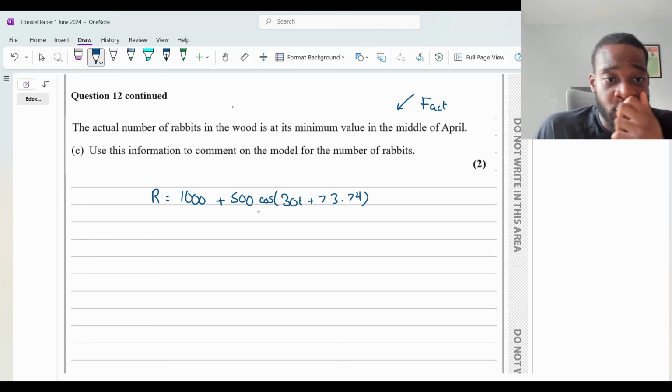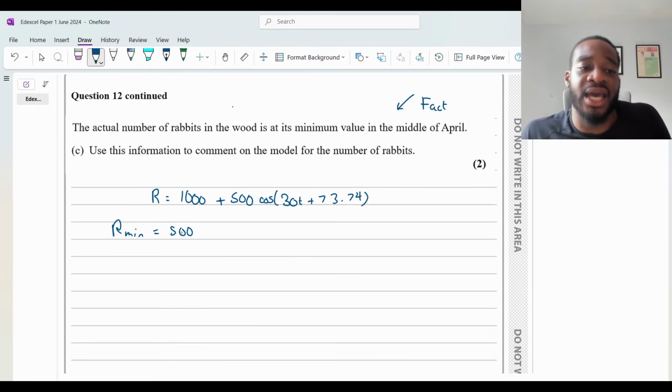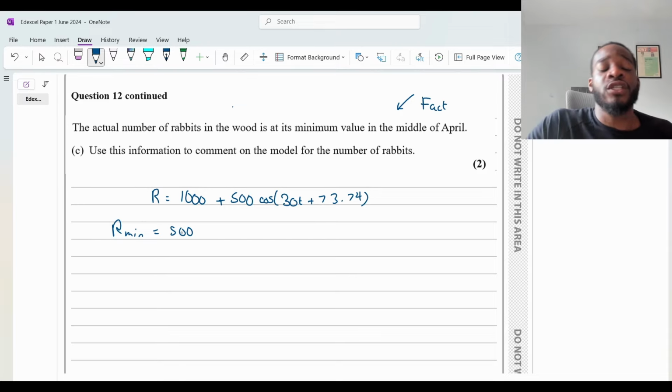What is it saying? The actual number of rabbits is at its minimum. We know what the minimum is. The minimum is 500 rabbits, and that happens in the middle of April. So to comment on this model to see if it's suitable or not, we would need to find a value of t, plug it in, and we should hope to get something which is approximately 500, if not 500 exactly. How do we do that?